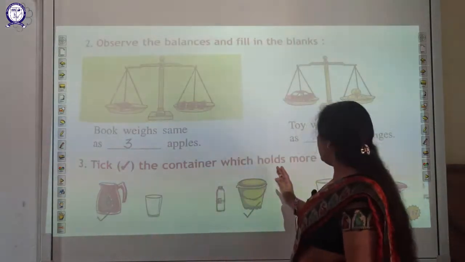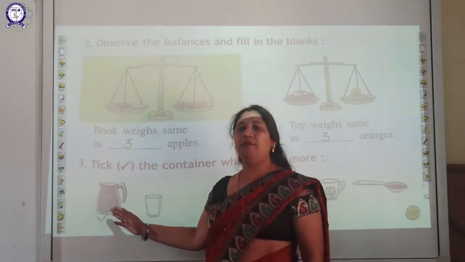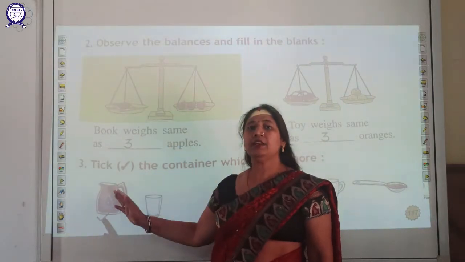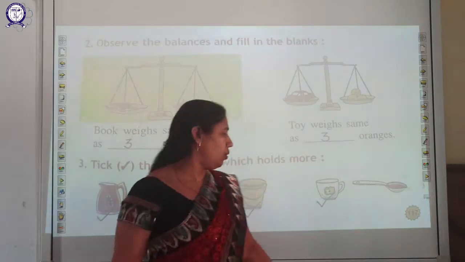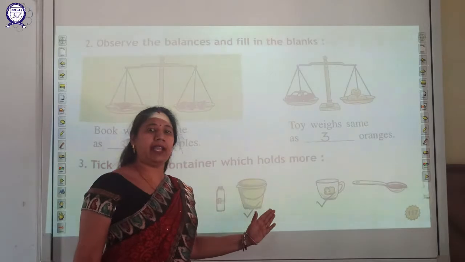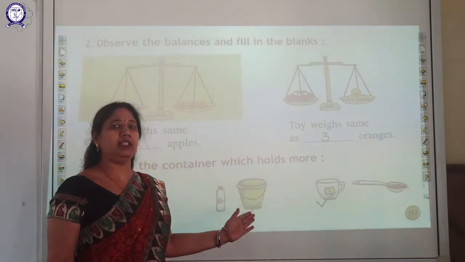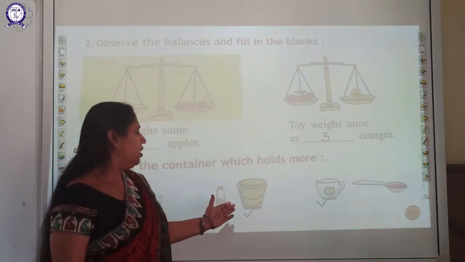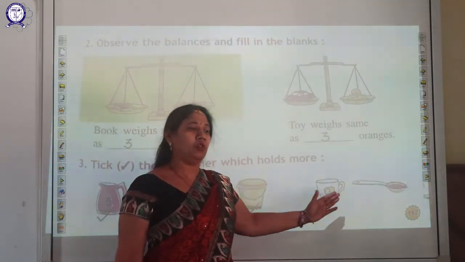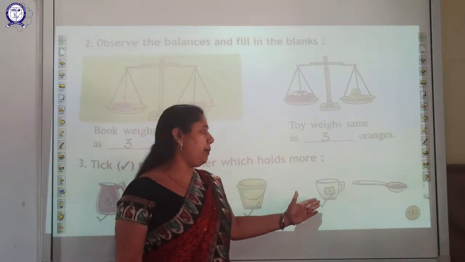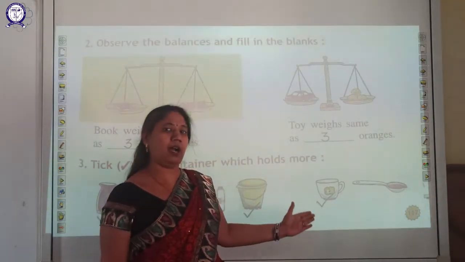Pick the container which holds more. So this is a jug, this is a glass. Which has more capacity? Jug has more capacity. So you have to tick mark on the jug. Look here, there is a bottle and there is a bucket. Which has more capacity? Very good, bucket. Bucket has more capacity. You have to tick on bucket. There is a cup, there is a spoon. Which has more capacity? A cup has more capacity than a spoon. So you have to tick on a cup.